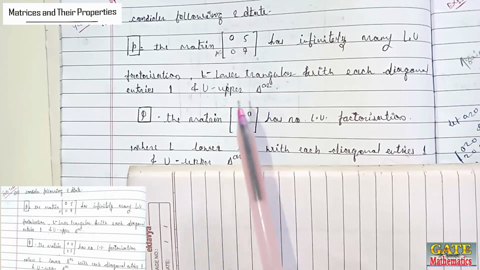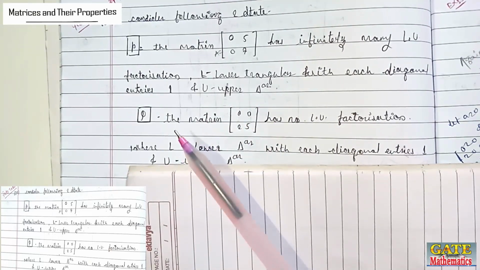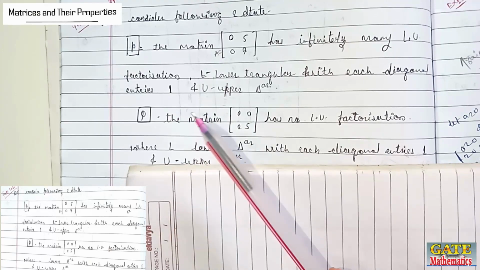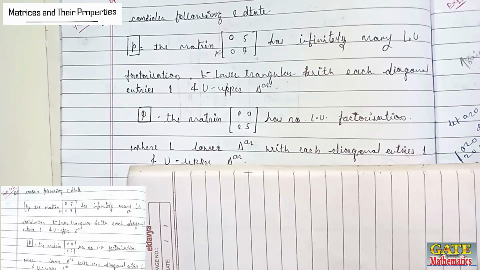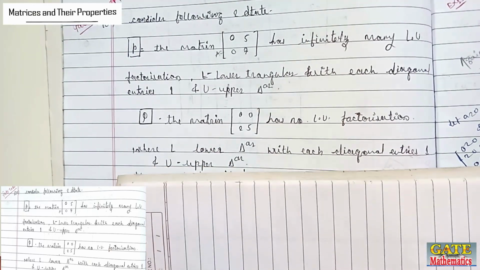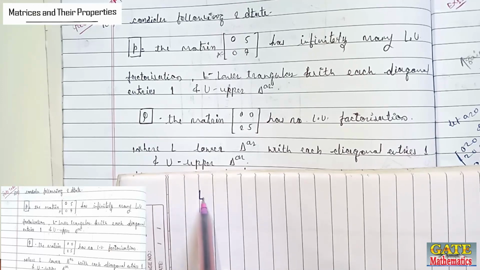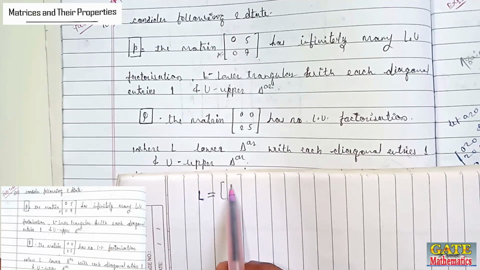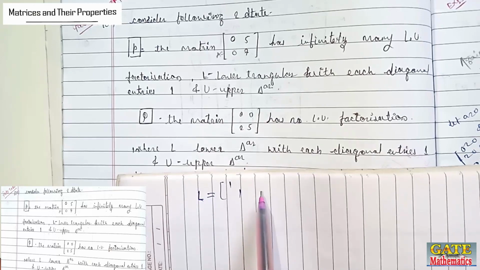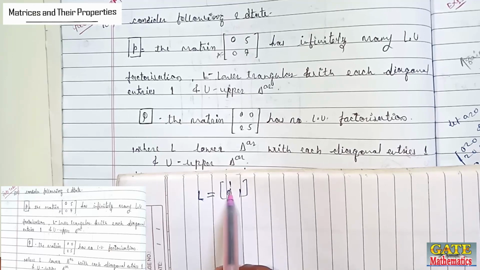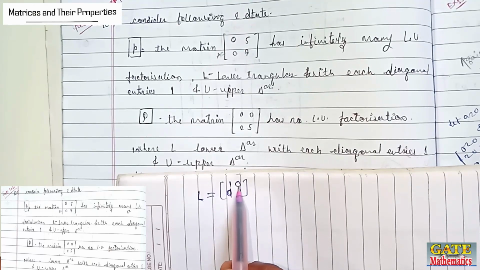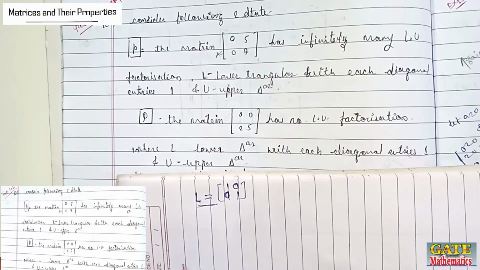A lower triangular matrix has each diagonal entry 1, and U is upper triangular. Lower triangular means the elements below the diagonal can be non-zero, the diagonal elements need to be 1, and the elements above the diagonal need to be 0. So how can we write a lower triangular matrix? You may write any n by n matrix with diagonal elements 1, a non-zero entry below the diagonal, and 0 above the diagonal. This is a lower triangular matrix.